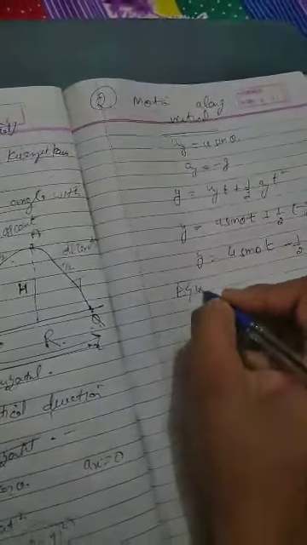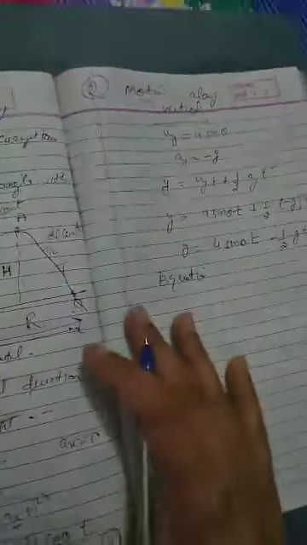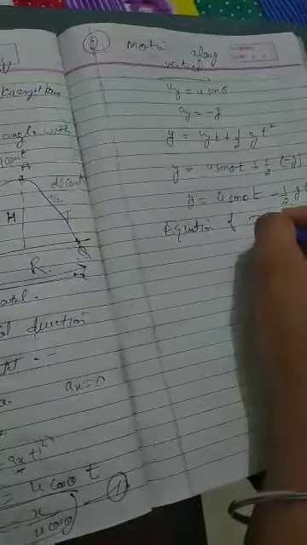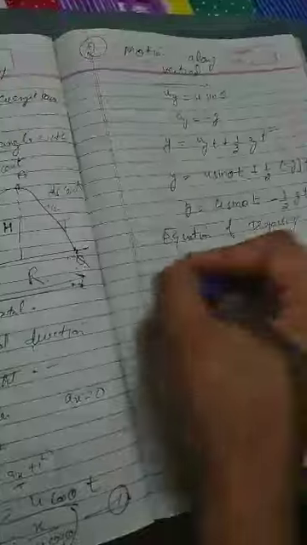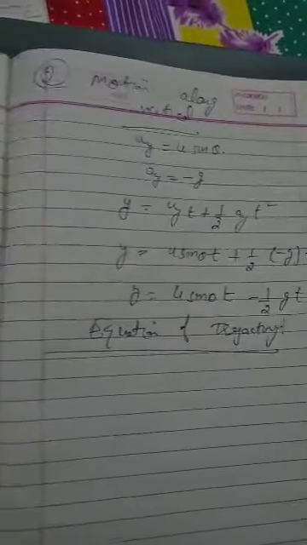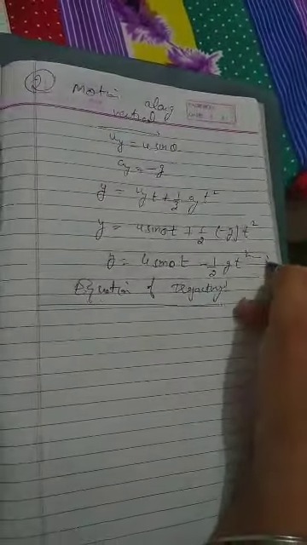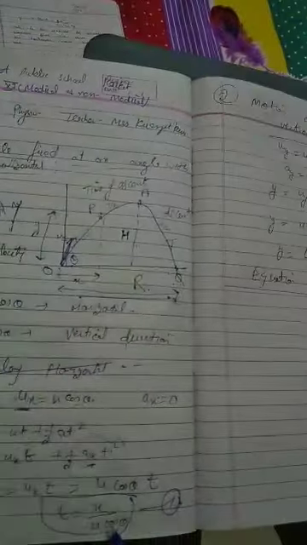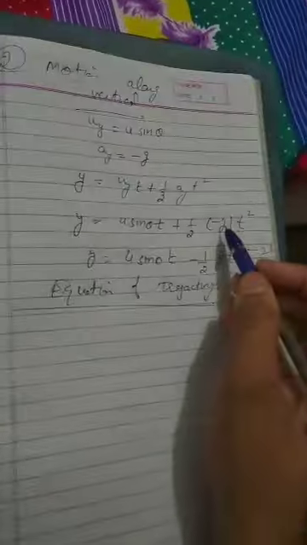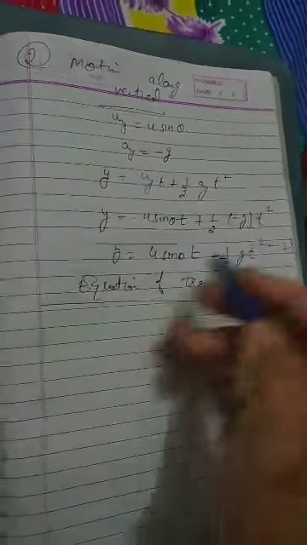Now the equation of trajectory, means the path covered by the projectile, that is the trajectory. What will be the equation of trajectory? This is equation number 2. Now from 1 and 2, in equation 1 we have found the value of t. Now in equation number 2 we will put the value of t.